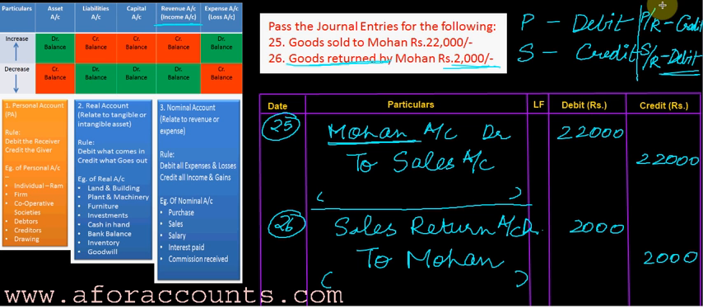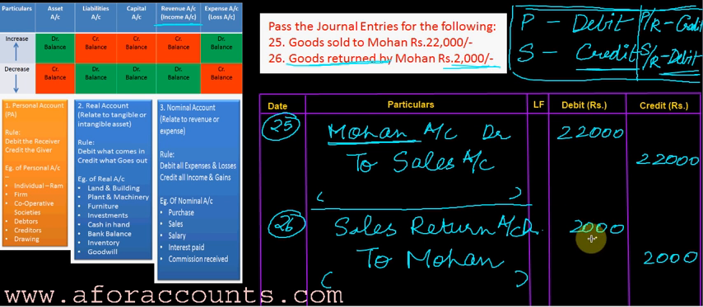Now a quick recap here. This portion is very important. Purchase account is always debited, so purchase return will always be credited. Sales account is always credited, so sales return account will always be debited. For exams, just remember these small things so that you are very fast in passing your entries. The moment you see that there is a sales return account, what you have to do is debit the sales return account and credit the party's account.